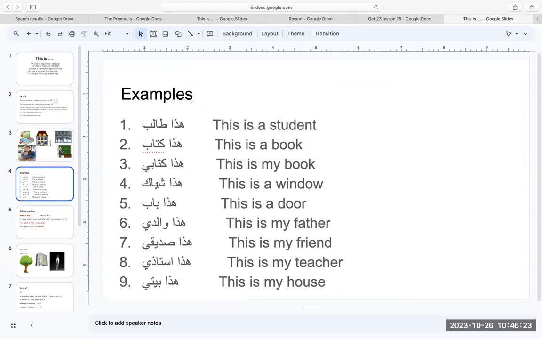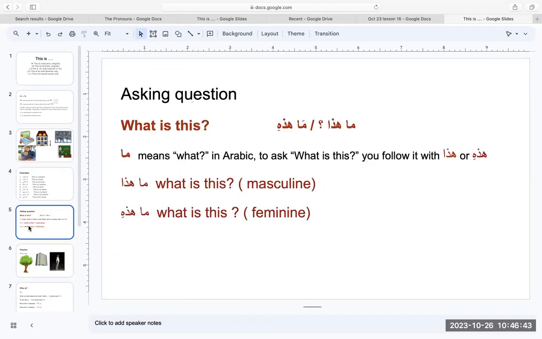هذا شباك. هذا باب. هذا والدي. هذا صديقي. هذا أستاذي. هذا بيتي. Okay?